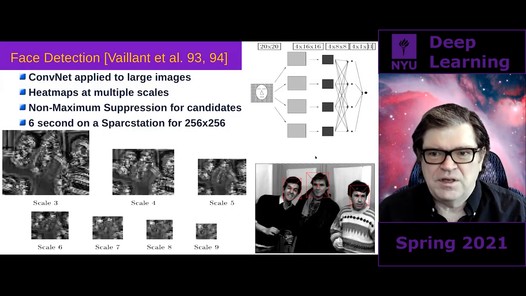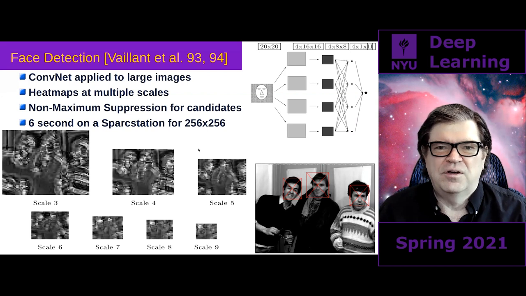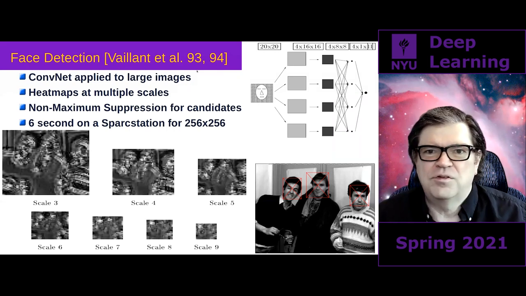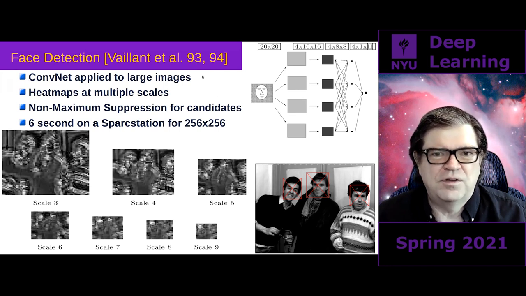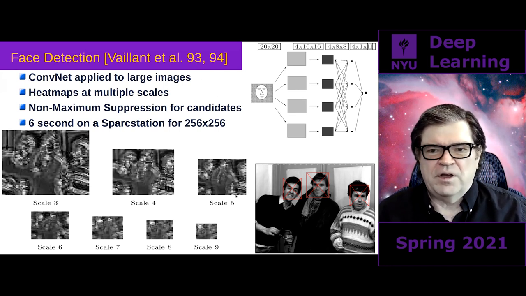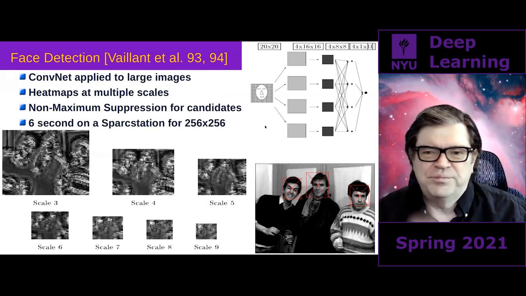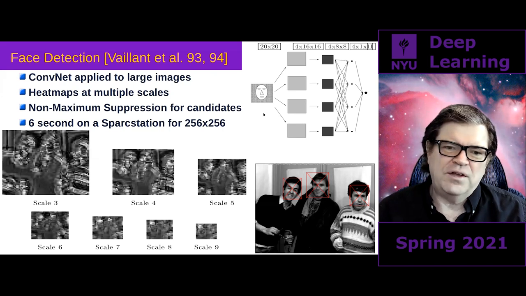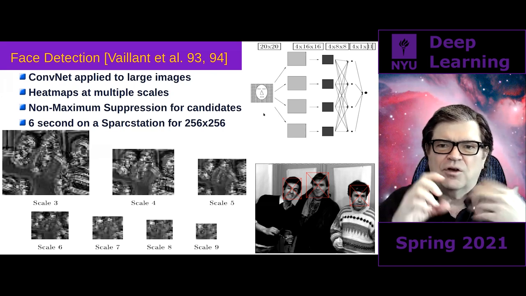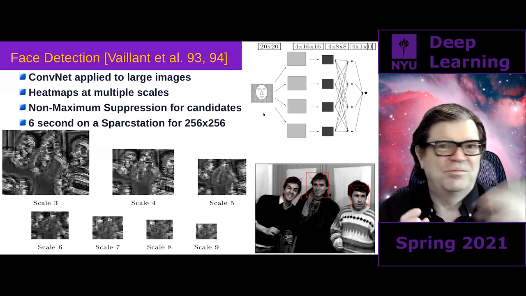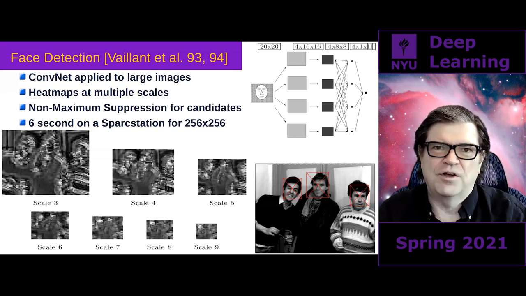Okay, so here's another example of an early object detection system with a convolutional net, probably the first one, actually, from a paper that I co-authored with a few people in 1993, although the work was done in 1991. And this is the same idea. This was for face detection. So the data sets at the time were really small. We had to collect our own. It was only a couple thousand images or something.